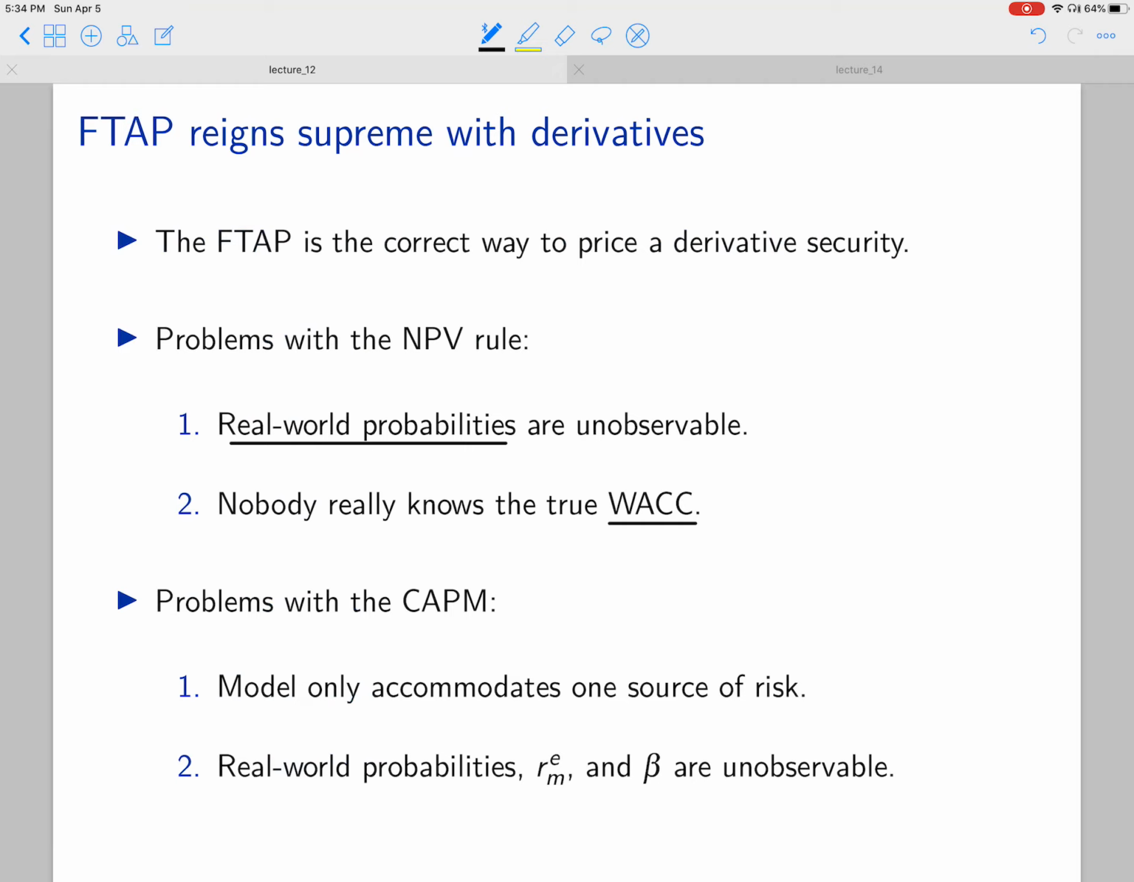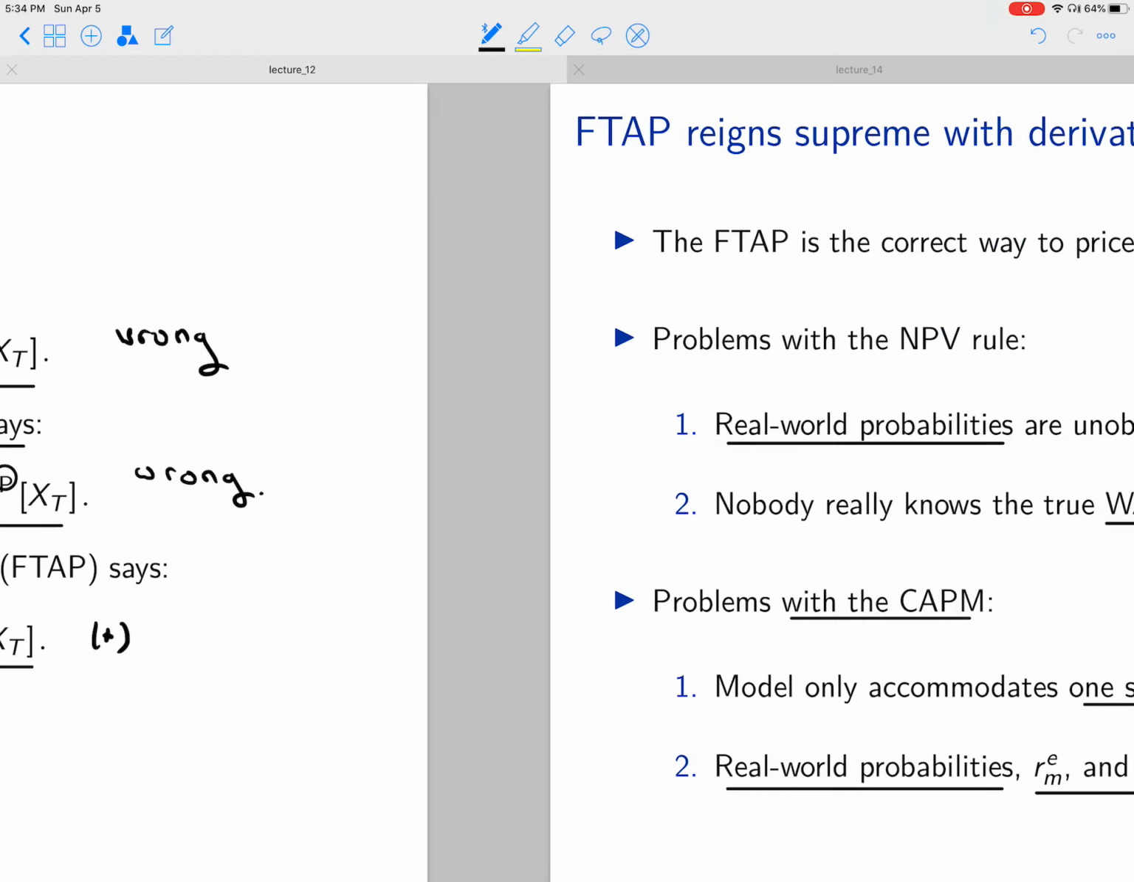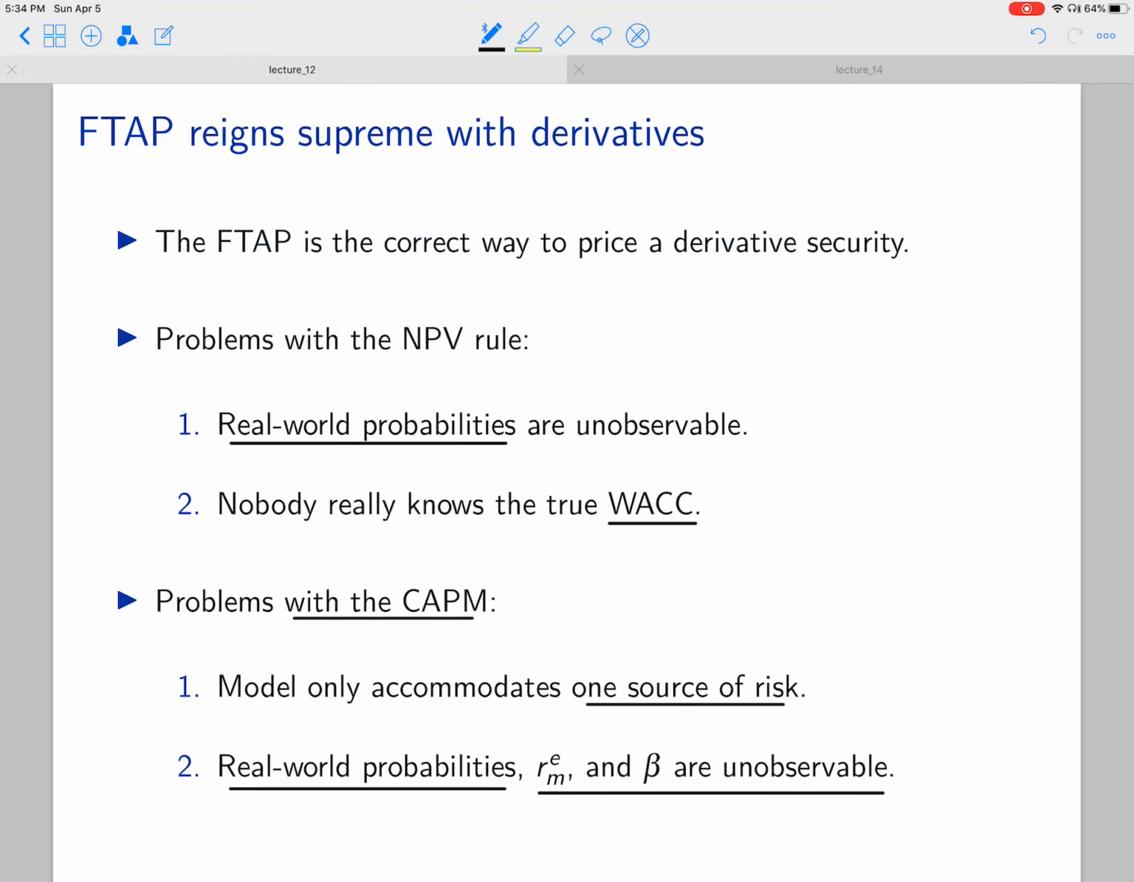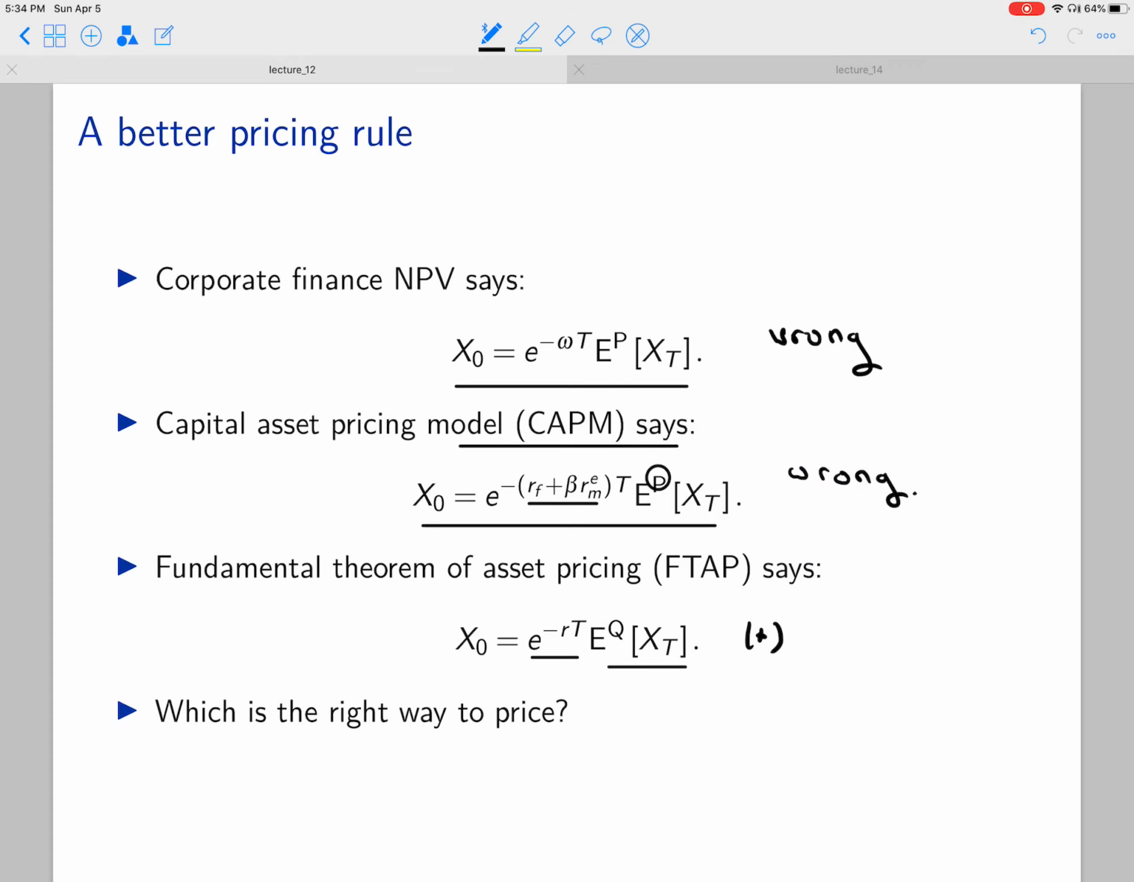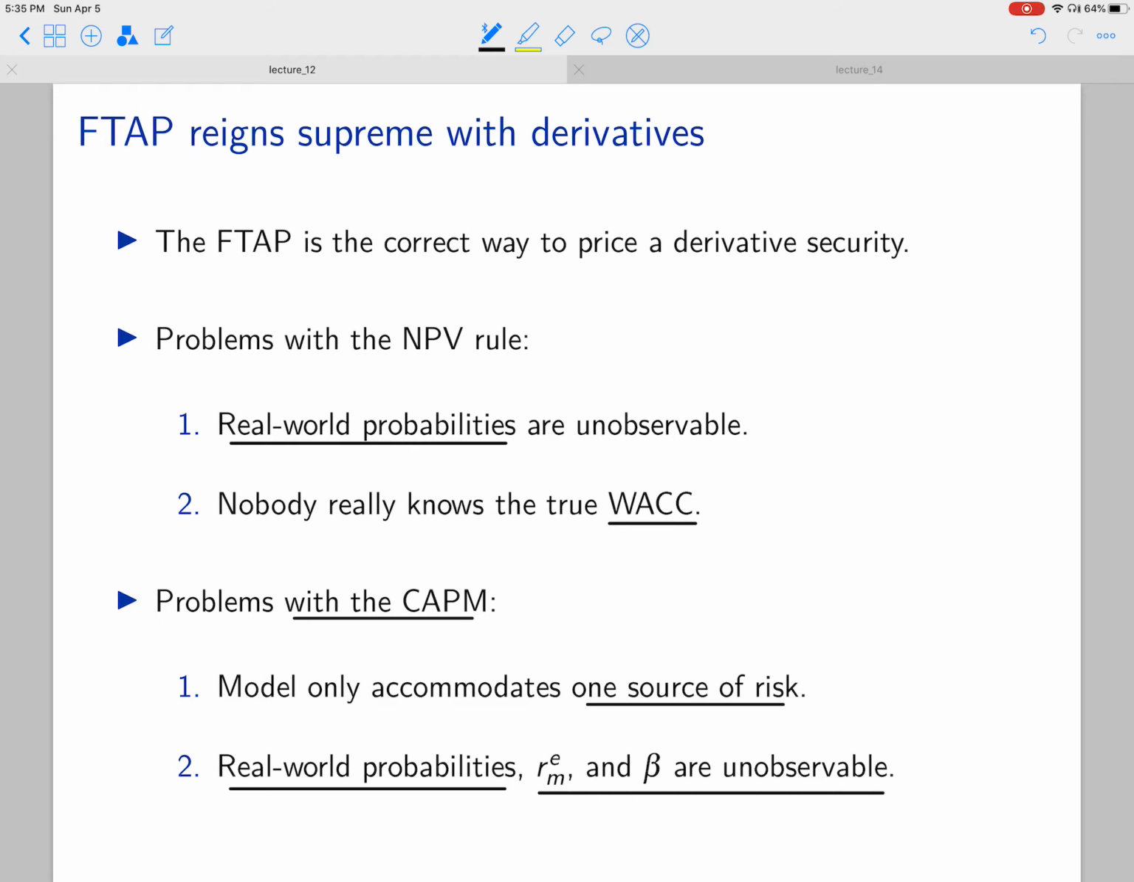The CAPM also suffers from very similar problems. It relies on real-world probabilities, which are unobservable, along with the market risk premium and beta, all of which are unobservable, and we'd get a different answer from everyone in class. The second problem with the CAPM is that it only accommodates one source of risk. The CAPM is only going to accommodate market risk, while the FTAP, although in the binomial model it doesn't, can be used to accommodate arbitrarily large numbers of risks. It's a completely general pricing rule.